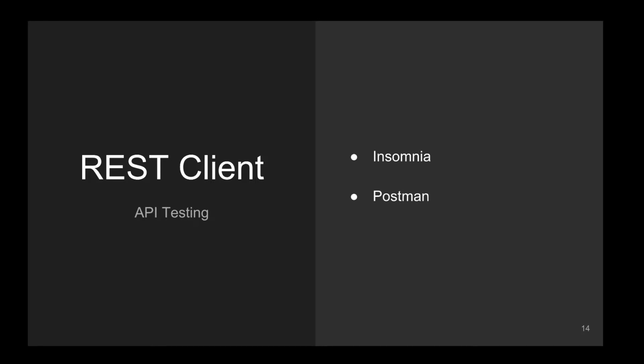As far as the REST client goes, we're going to use it to test the API that we build. And I prefer Insomnia because it's pretty lightweight, but Postman is also very powerful.